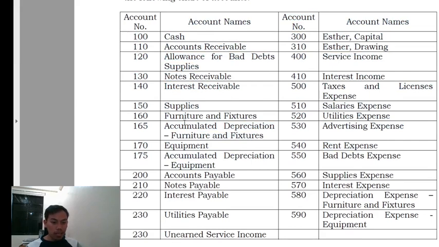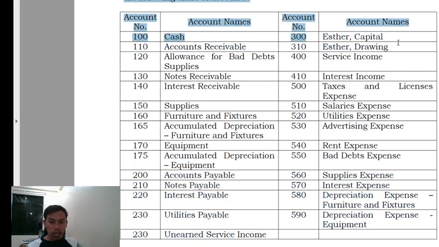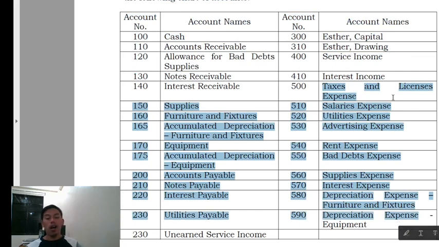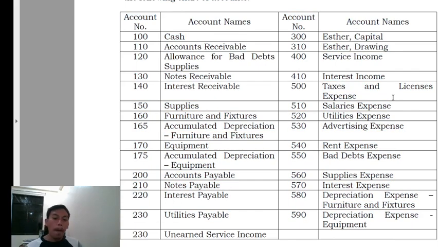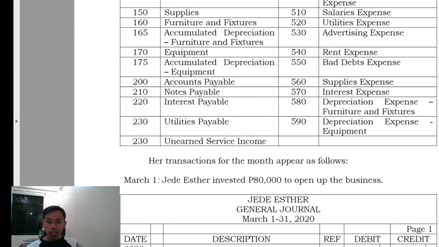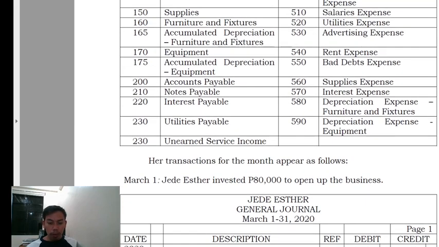Lahat yan assets. Then you have liabilities. Then you would have capital. Then you would have revenues. Then you would have the expenses. Next, tingnan natin yung mga transaction nila. Hindi ko ibababa muna para mag-recite kayo.